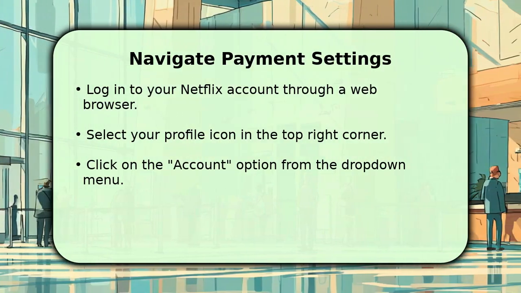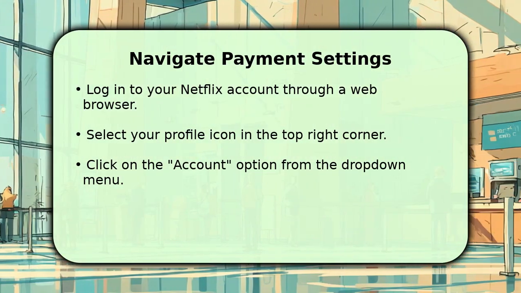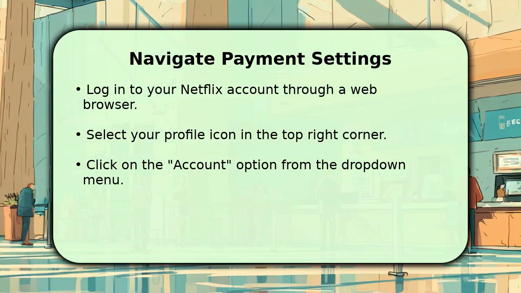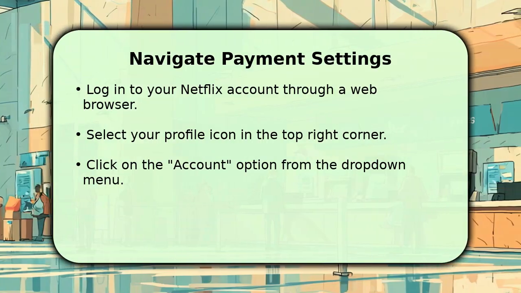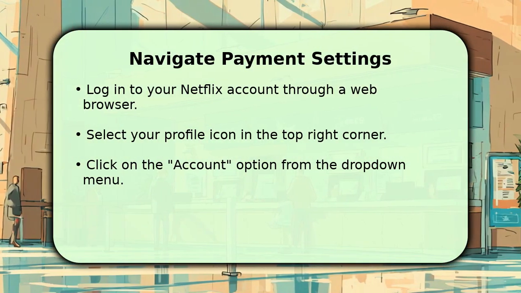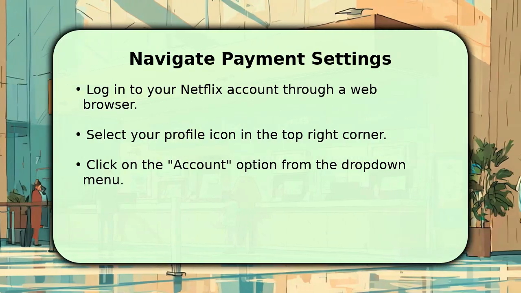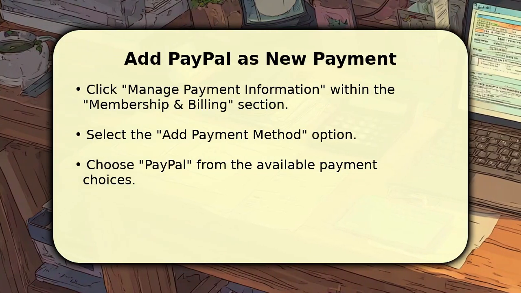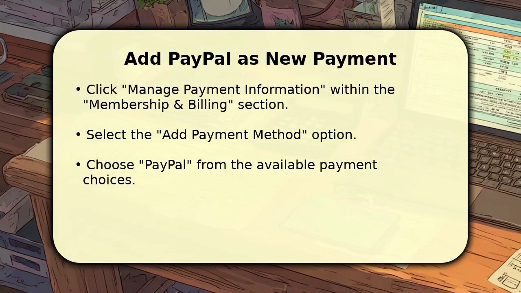Once logged in, navigate to the top right corner of the screen and click on your profile icon. From the drop-down menu that appears, select the Account option. On the Account page, scroll down until you find the Membership and Billing section, where you can manage your payment information. Inside the Membership and Billing section, click on Manage Payment Information to proceed.